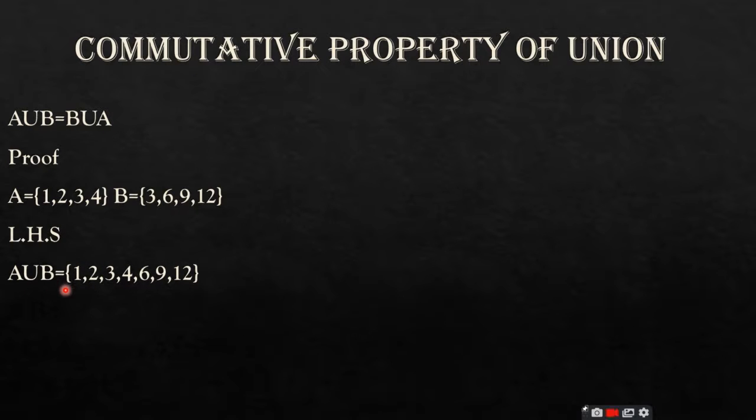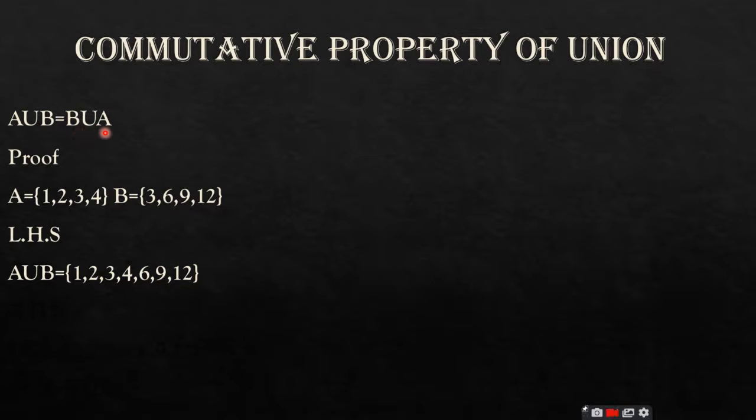To find A union B, in union set we just write all the elements from both sets in a sequence. So I have written all the elements from both sets in a sequence: 1, 2, 3, 4, 6, 9 and 12.